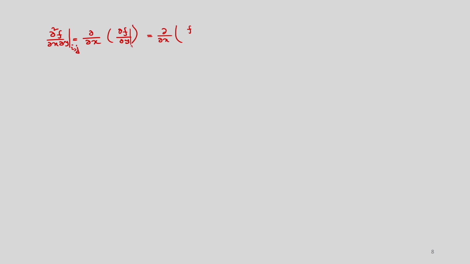Okay. So, at (i, j), ∂f/∂y you can write as [f(i, j+1) − f(i, j−1)] divided by 2Δy. So, what is the order of accuracy? Because we have used central difference for this first derivative, you can write order of Δy squared.